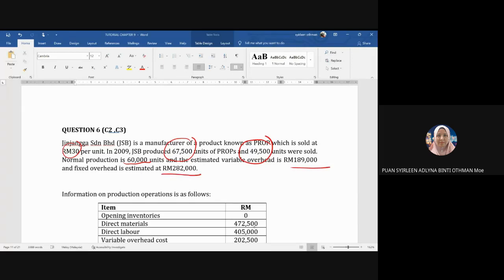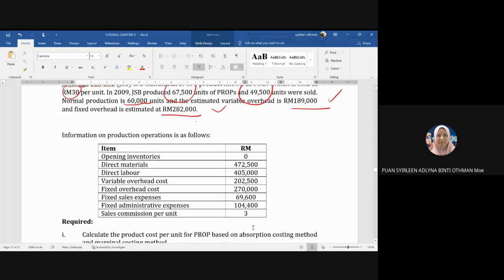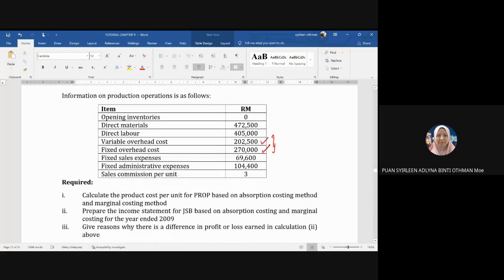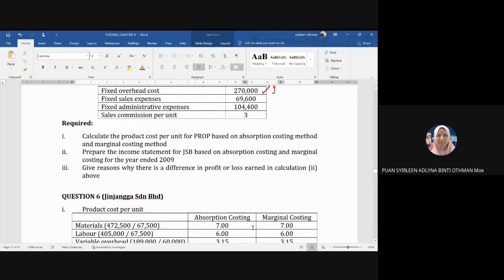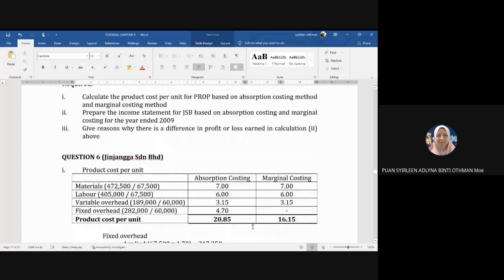So bila dia bagi estimation value untuk fixed and variable, saya faham saya mesti ada adjustment di statement. Sebab dekat sini dia dah bagi dua nilai tu. So dekat bawah ni, my fixed overhead cost dengan variable overhead cost ni nanti akan saya gunakan untuk adjustment di COGS. Okay, so we are going to calculate the product cost and then we are going to prepare the income statement for GSB. Okay, so yang ni kamu tengok saya guna 189 divide by 60,000.